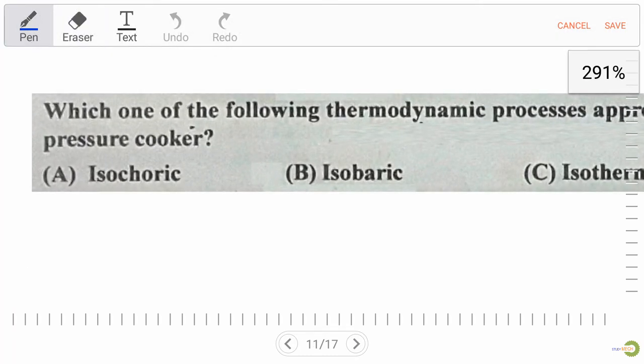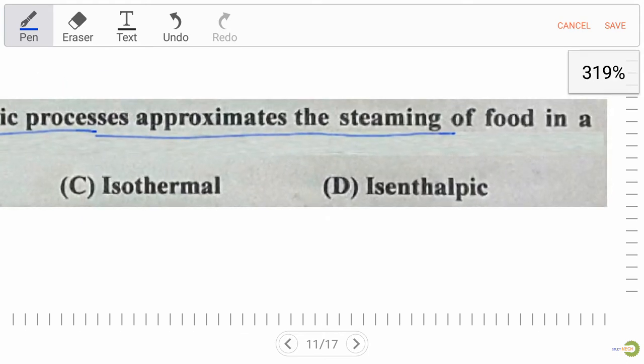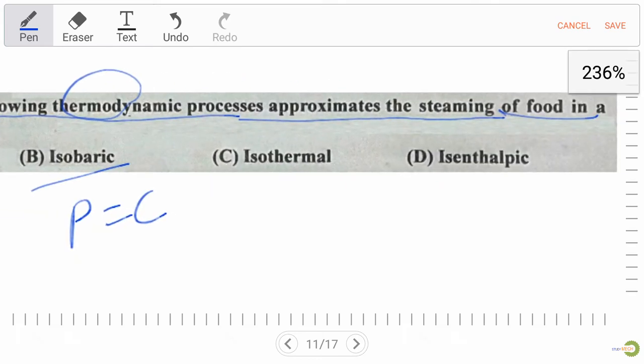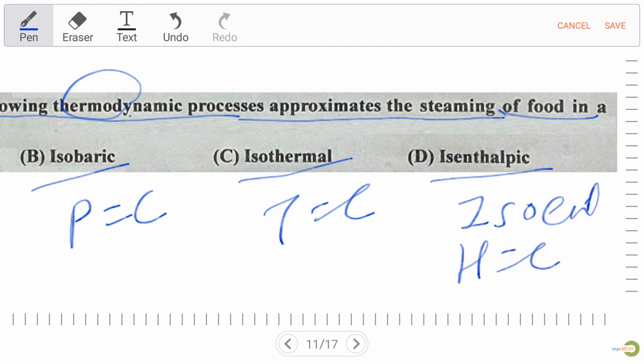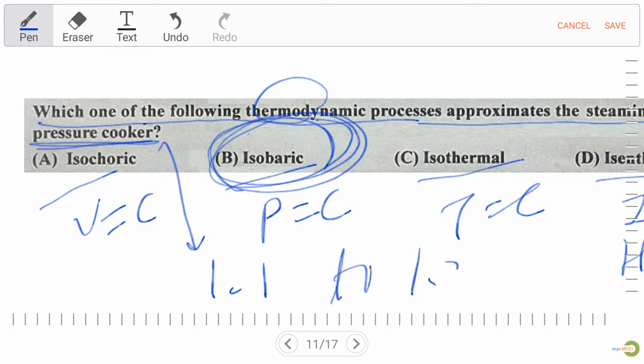Which one of the following thermodynamic processes approximates the steaming of food in a pressure cooker? Let's see the options. A, isochoric means volume remains constant. Isobaric means pressure remains constant. Isothermal means temperature remains constant, and isenthalpic, in which enthalpy remains constant. So first of all, our right answer over here is B, isobaric process. Always remember, in a pressure cooker the pressure developed is 1.1 to 1.3 bar, so it is more than atmospheric pressure. This is also an important MCQ.